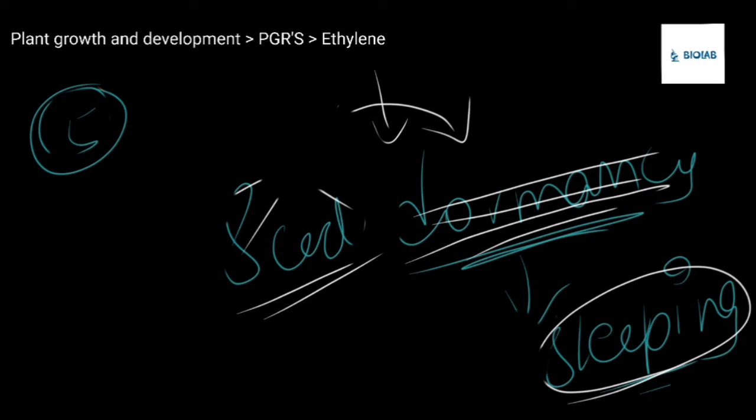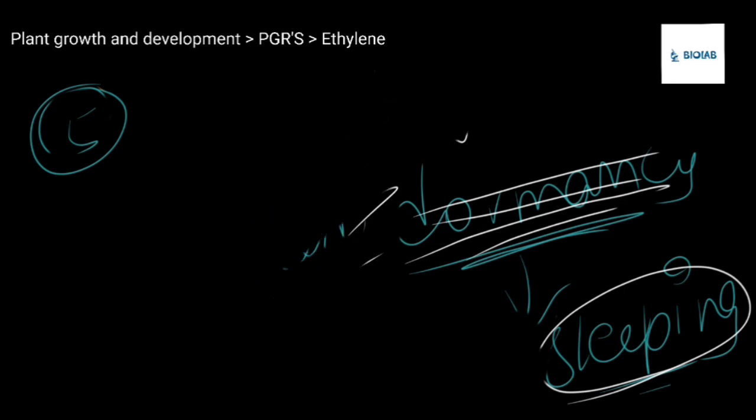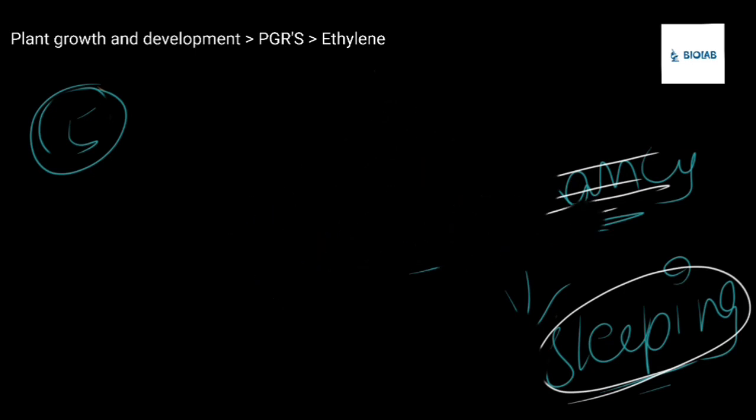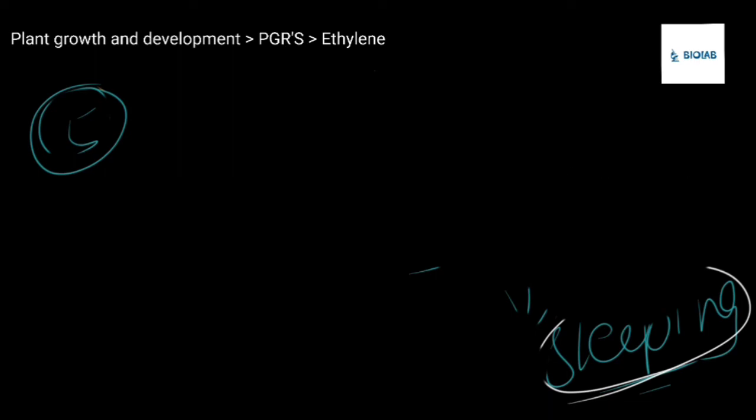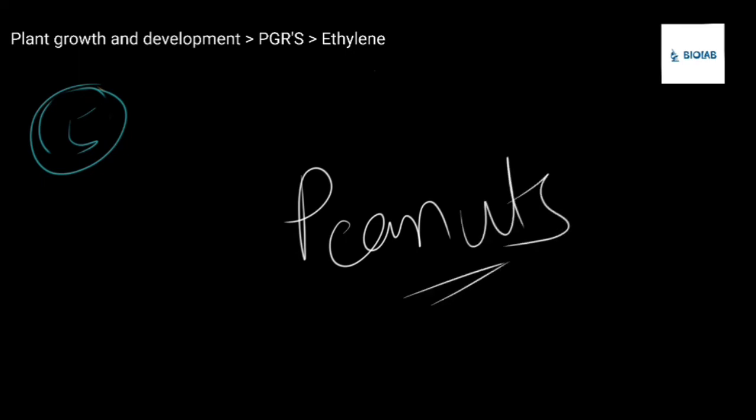Buds also undergo dormancy, and it also breaks the bud dormancy in order to produce flowers. And also this seed and bud dormancy is broken and germination is made possible in peanuts. Yeah, peanuts which we eat at our homes.